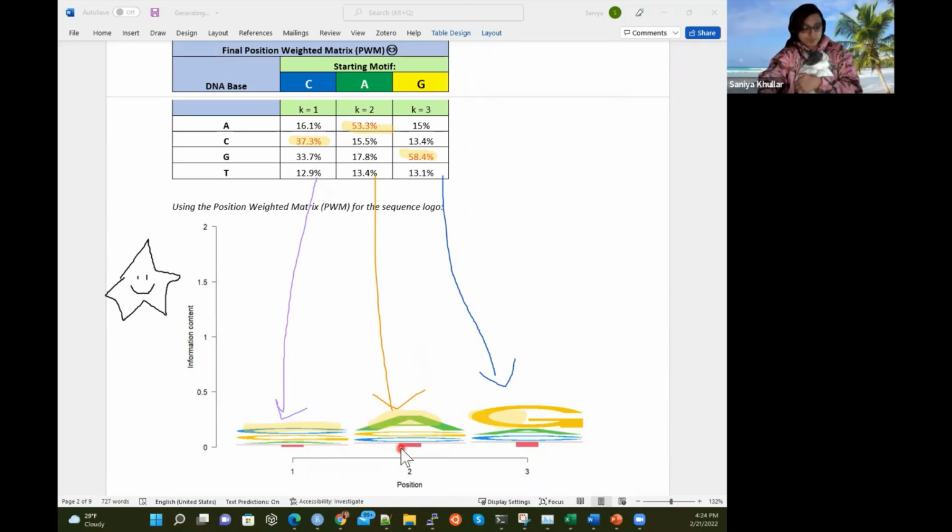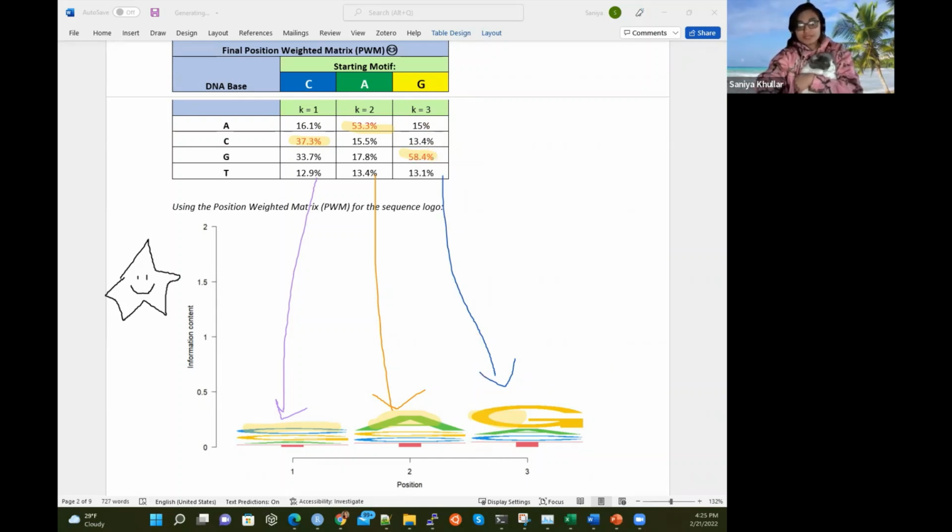So we have more information because we have more knowledge about this majority base. We're more certain. If we went with A, we'd have 53.3% chance, we believe, of having an A here versus just a 37.3% chance of a C. And here, there's even more information about the majority base. It happens 58.4% of the time, so it's higher than for A in the second position or C here. And we also look relative at the other bases. Their probabilities are also quite a lot smaller. So we are a little bit more certain about G.